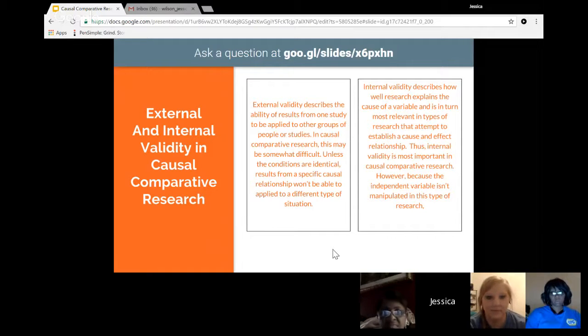But because the independent variable isn't manipulated in that type of research, that doesn't leave much room, or really any room, for a properly descriptive sample size. Because the sample population has to be so specific, it won't really be able to be applied to anyone else. So in terms of causal comparative research, it has to have very strong internal validity because those subgroups are so homogenized. And that's it.